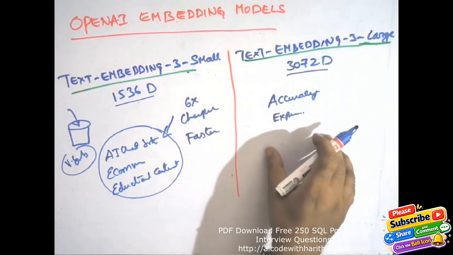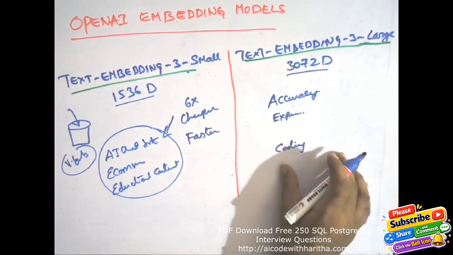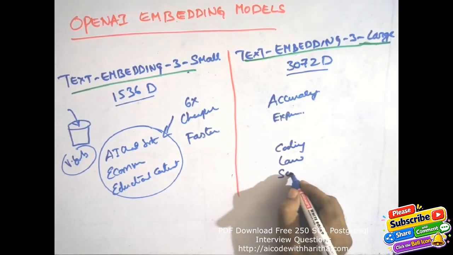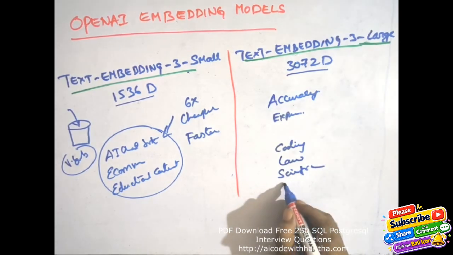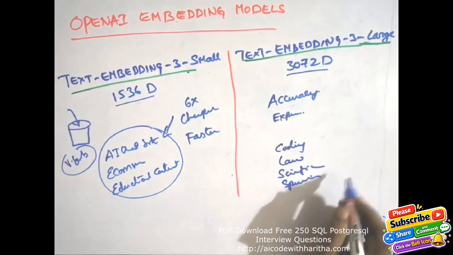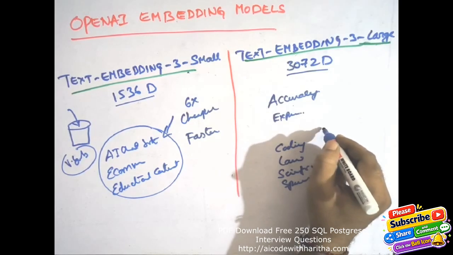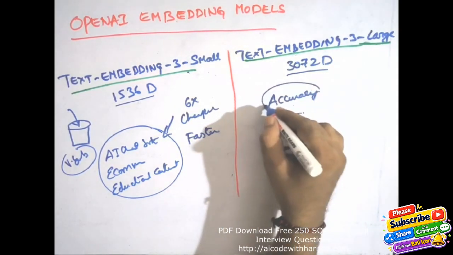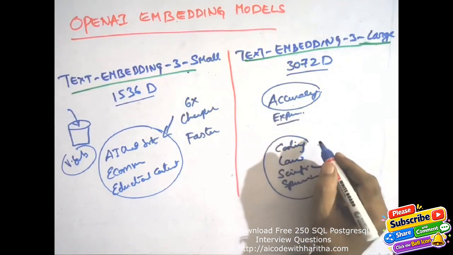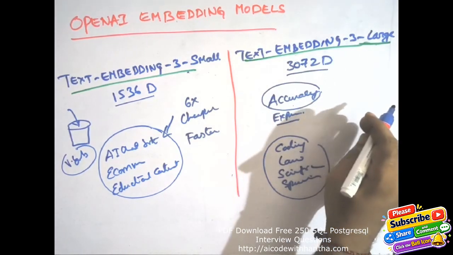Now when do we use these large models? For example, coding documents, law documents, scientific documents and other specialization documents. These are very important documents. We require a deep search, a highly deep search, so we require the accuracy for these things, and that's why it's expensive, because it creates 3072 dimensions. So it checks for the nearest matching embedding.